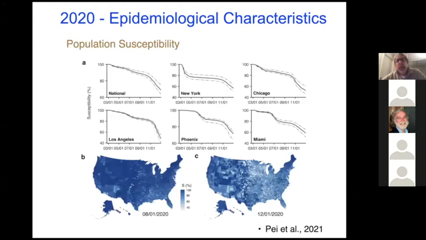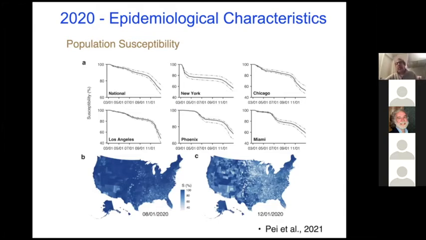Another one that we really want to look at is population susceptibility. This is also, of course, very important. And this shows you how our estimates of population susceptibility changed over time. Nationally, we estimate that at the end of the year, about 68% of the population remained susceptible. That is, they had not been infected as of yet.